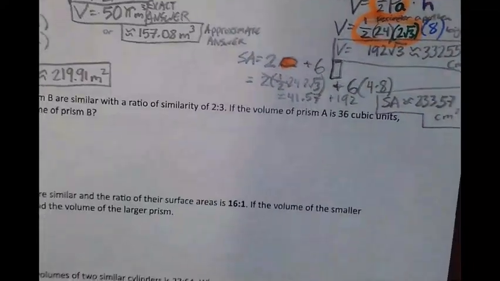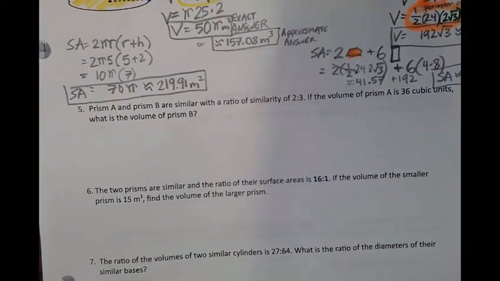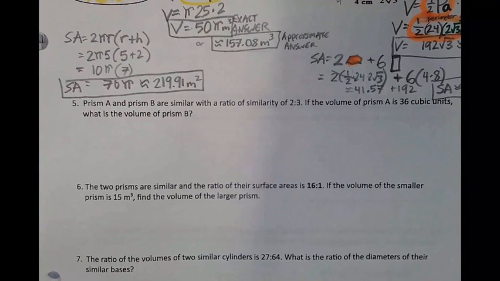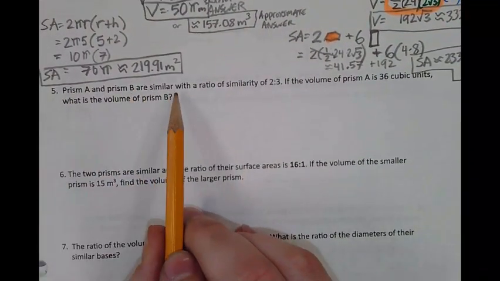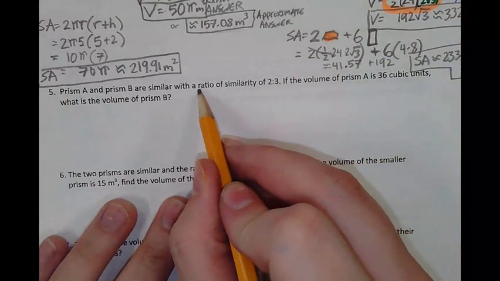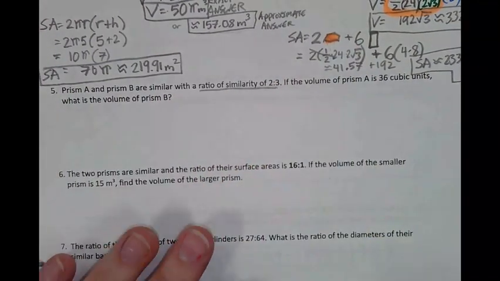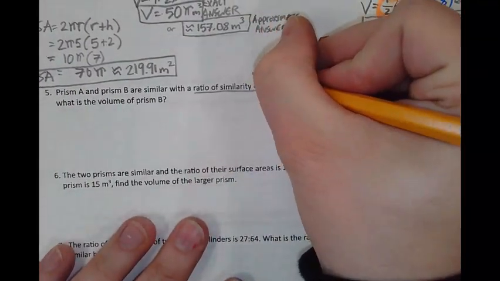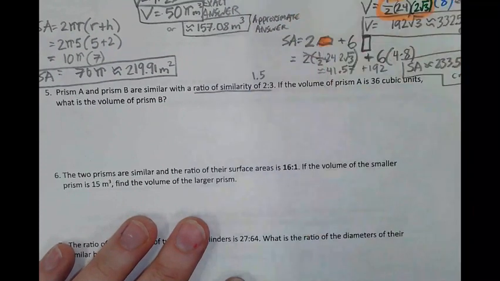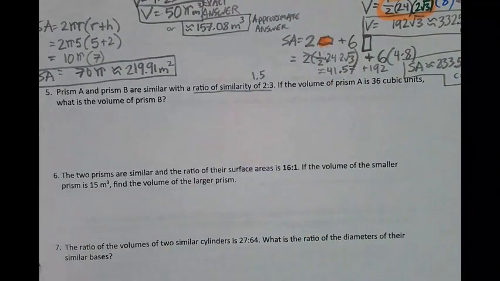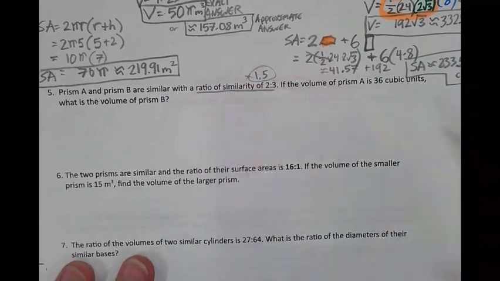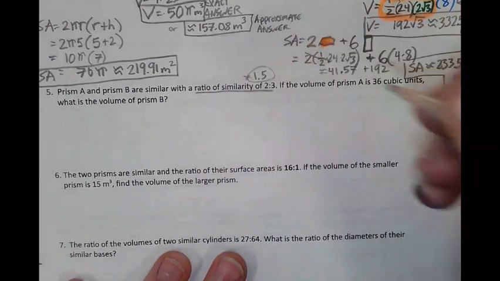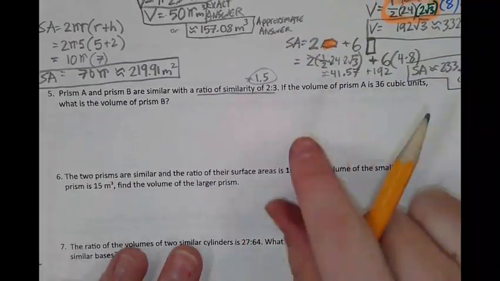Okay, for the next one, we're going to go ahead and answer some questions about volume and probably also some areas as well. Number 5, prism A and prism B are similar with a ratio of similarity of 2 to 3. By the way, 2 to 3 is also 1.5. Why? What's 3 divided by 2? It's 1.5. So you can say it's 1.5 times bigger if you want to figure it out that way.